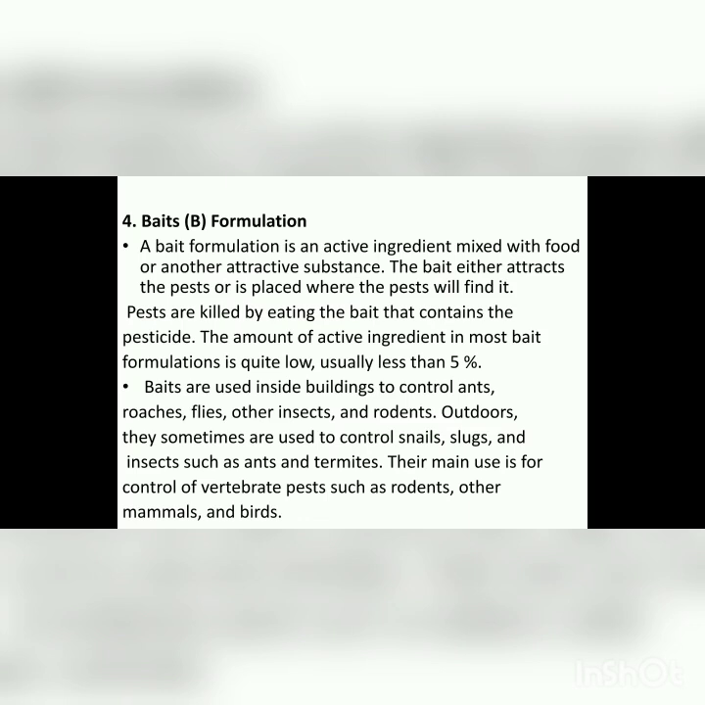The amount of active ingredient in most bait formulations is quite low, usually less than 5%. Baits are used inside buildings to control ants, flies and other insects and rodents. Outdoors, they sometimes are used to control snails, slugs and insects such as ants and termites. Their main use is for control of vertebrate pests such as rodents, other mammals and birds.